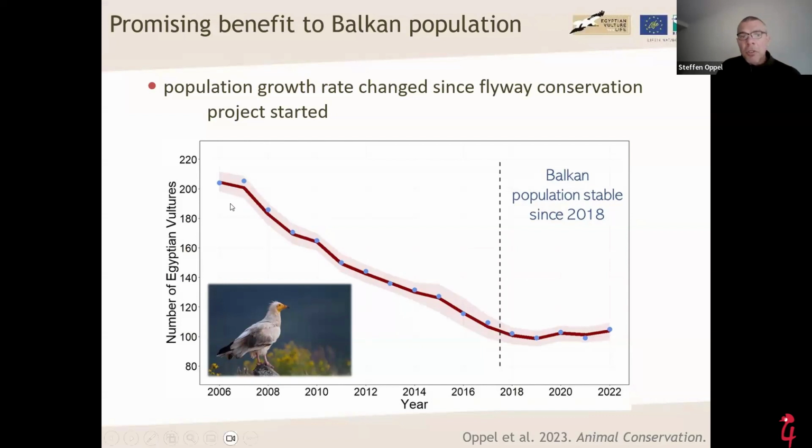But this graph shows you the decline of the number of breeding Egyptian vultures in the Balkans. And since 2018, the population has been stable. So that's a great success. And that was only possible because we worked across many, many countries to remove the threats to the survival of Egyptian vultures.